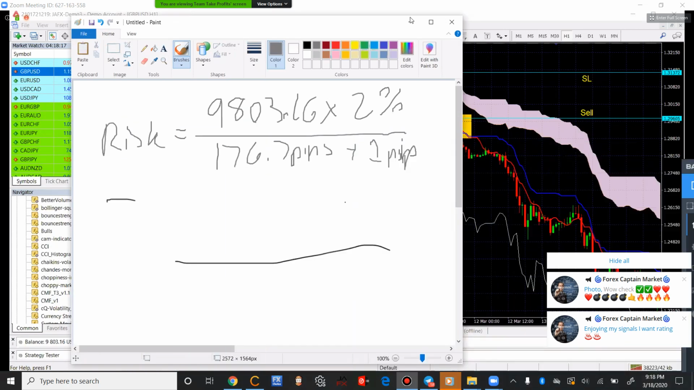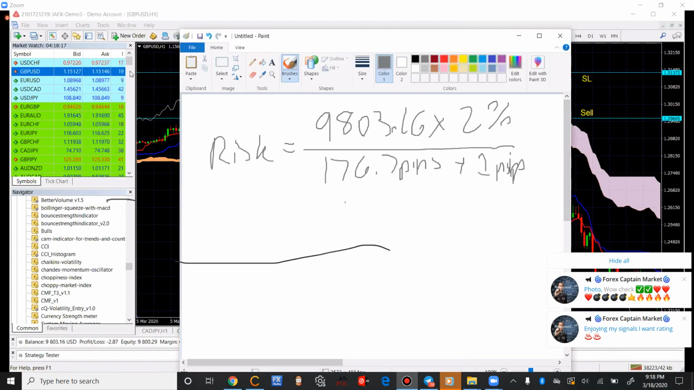So that's how I got the 1 pip. Over here, this would be 1.9 pips. When I recorded this number, it was 10. So this would be 1.1, 1.4, things like that. All right, so after you get your risk, you're just gonna do the whole equation there.